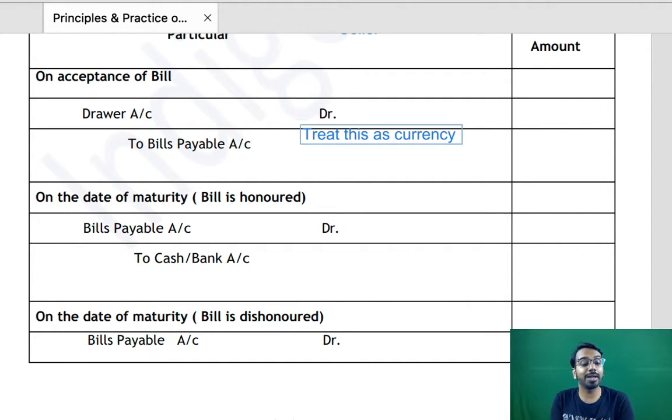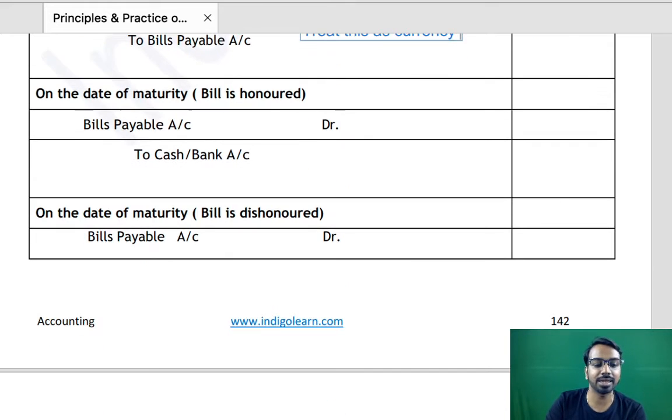Now remember, when a dishonor happens, the drawer or his creditor or his banker would have incurred some noting charges. So those noting charges will have to be reimbursed by us. The entry for that is legal expenses debit to drawer account, as we have to pay it to the drawer. Now if you draw a fresh bill, these legal expenses will also be added along with the original amount.